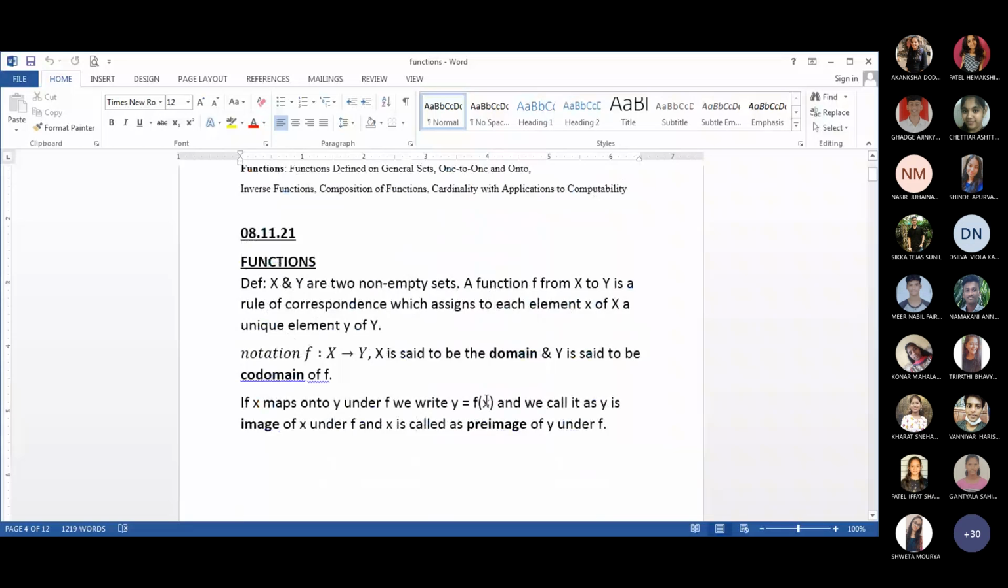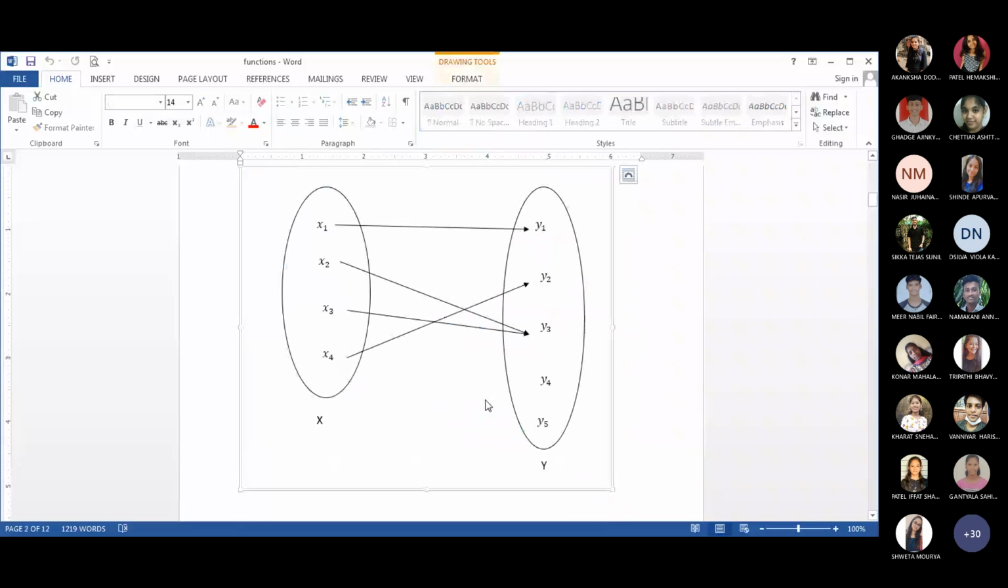See, this is the function definition, and this is the diagrammatical representation. If we have a function f from x to y, then x is said to be the domain of the function, and y is said to be the codomain of the function. So when we say f is a function, it means that every element in the domain will have a unique image in the codomain. That is what it says.